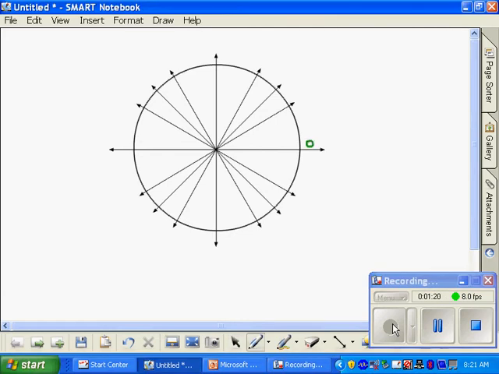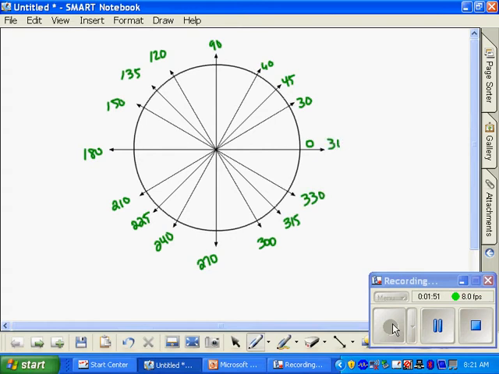I'm going to real quick put the degrees on here: 0, 30, 45, 60, 90. Starting in the second quadrant, 120, then 135, 150, 180. Down in the third quadrant, 210, 225, 240, 270, 300, 315, 330, and 360. So that's all repeat. I went very fast on that because everyone should have that down on their unit circle.